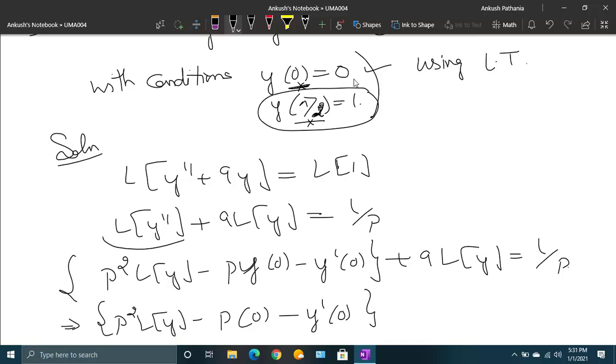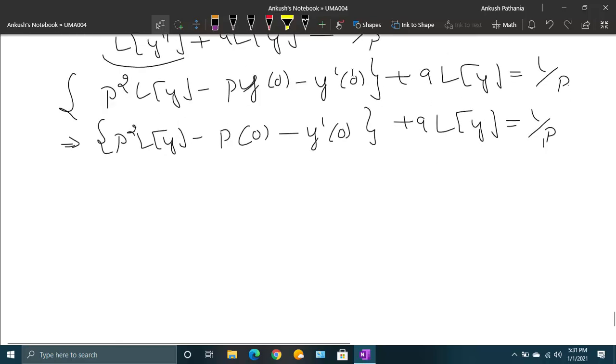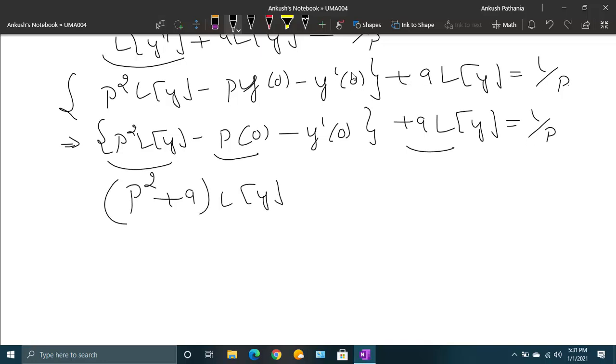We will keep it as such. And then 9 times Laplace of y is equal to 1 upon p. So now let me collect the terms of Laplace of y. So this is (p square plus 9) Laplace of y. This is 0. And then you have here minus y dash 0.